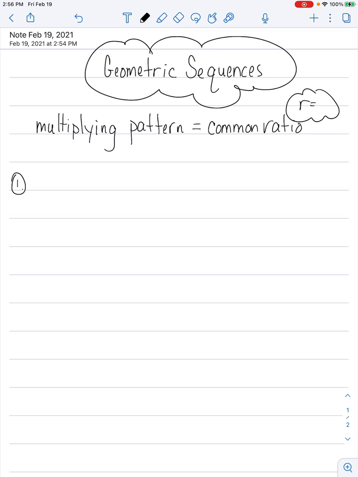So example 1, let's say you have 4, 8, 16, 32, and so forth. Now I can look at this and see that I'm multiplying by 2, but if you can't clearly find the common ratio, you can take the last number and divide it by the number in front of it. So for example, 8 divided by 4 gives me 2. 16 divided by 8 gives me 2. 32 divided by 16 gives me 2. So you can divide to find your common ratio.